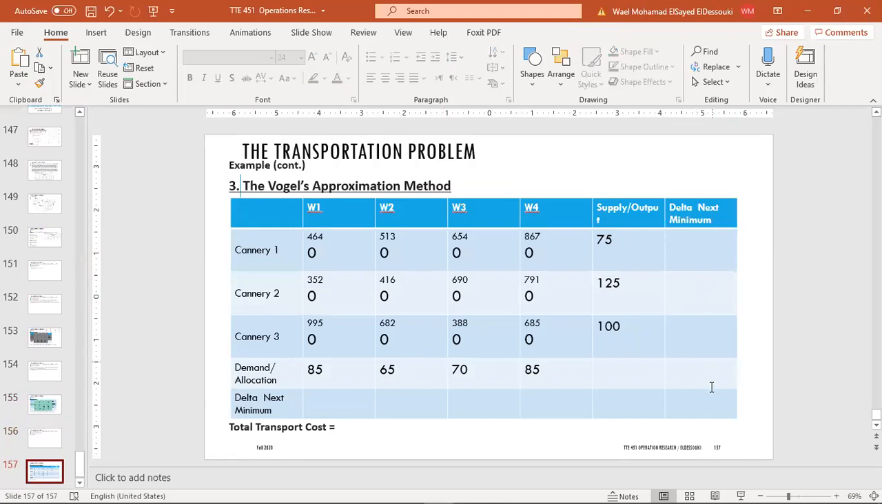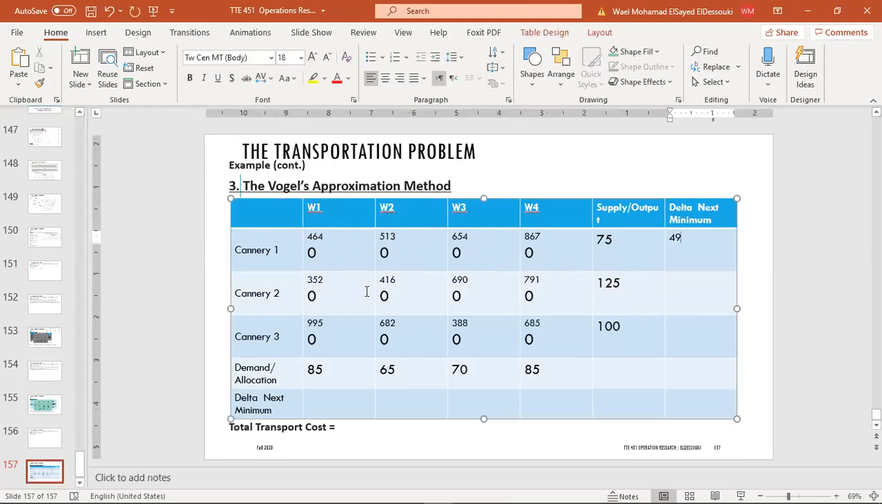Here we add two columns, one column and another row. Here we look for the next minimum. In other words, how much is the next minimum to this one in this row? That was the least cost, correct? Where is the next minimum? This one is the next minimum. What is the difference between both of them? 513 minus 464 equals 49. So we write here 49.